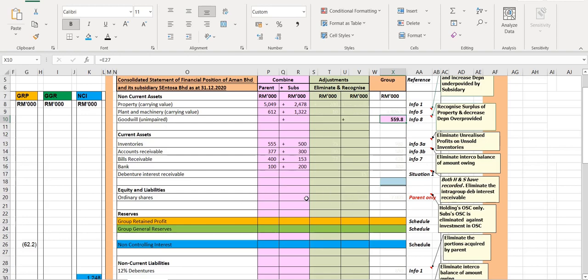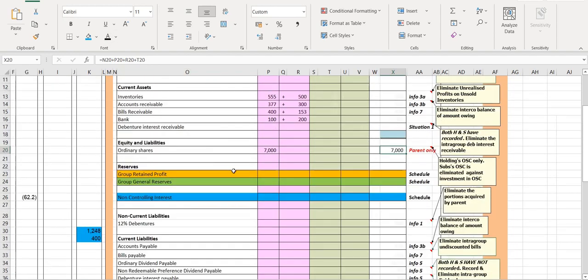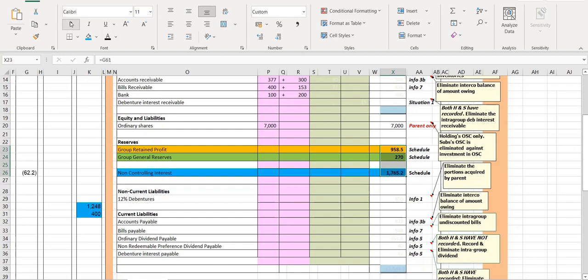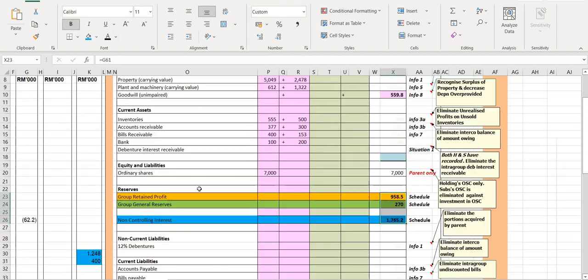For the ordinary shares, you just need to include the one of the parent company. The one of the subsidiary company will not be reported. Okay, and for the group retained profit and the general reserve, you already have the figure, which is from our workings earlier, our calculation in the schedule.